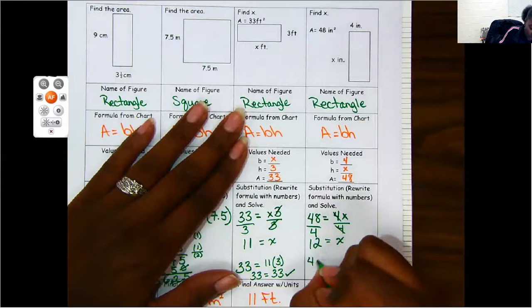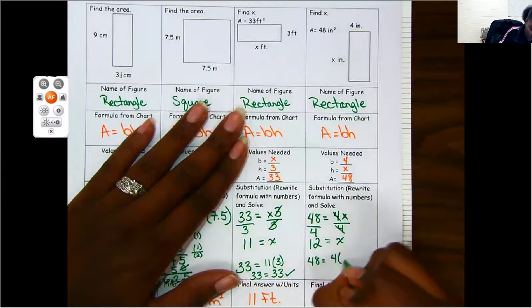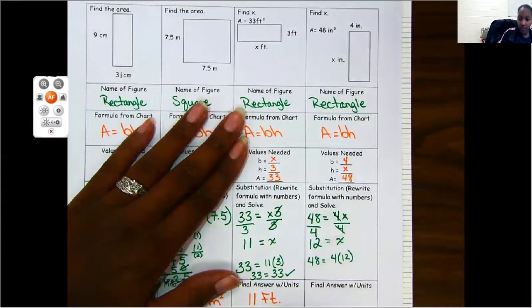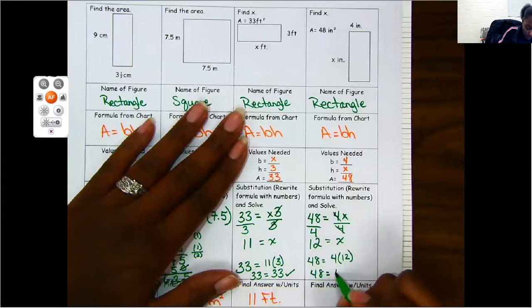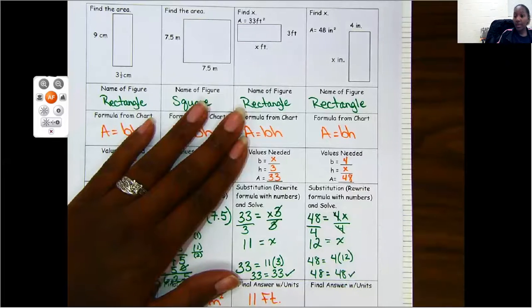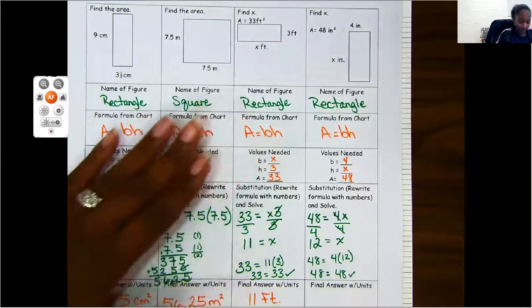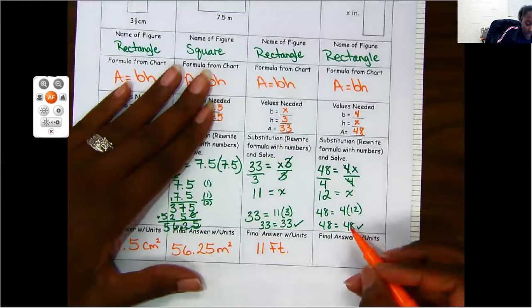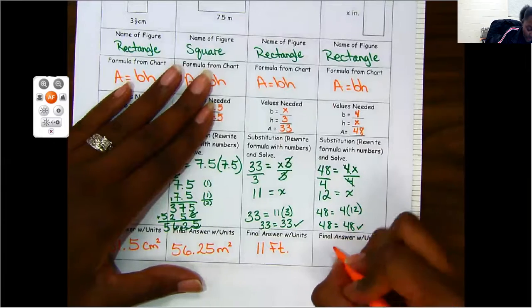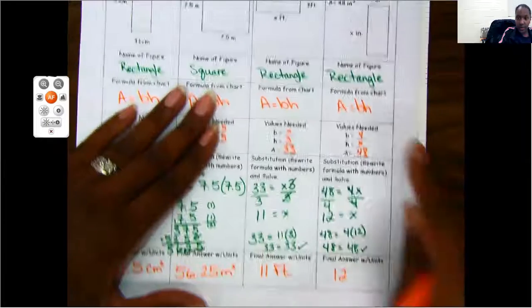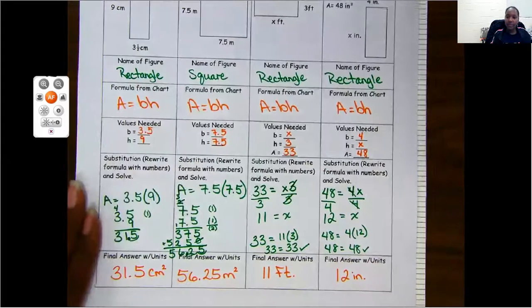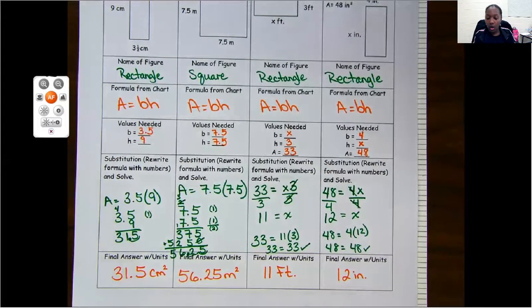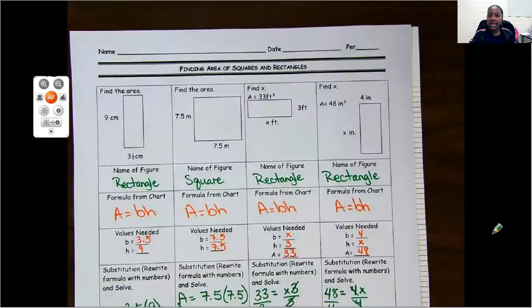So I'm saying that my height is 12, and I'm going to check that. So I'm going to put 48 equals 4 times 12. 48 equals 48. So that works out. I got that same answer. So we're saying that our height is 12, and then our units are inches. Okay. All right, ladies and gentlemen, those are our notes for finding the area of a rectangle and a square.